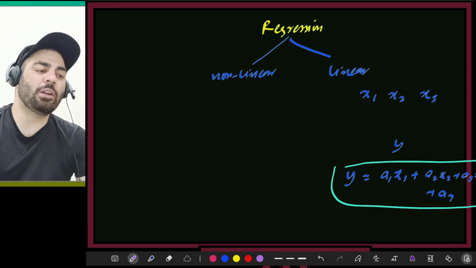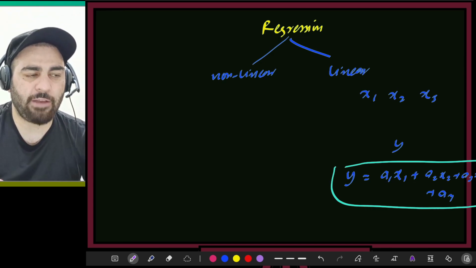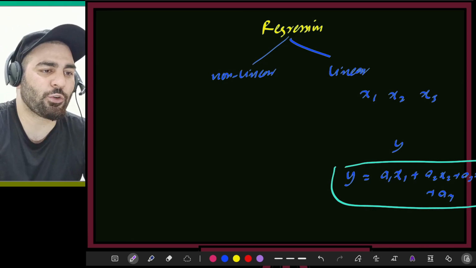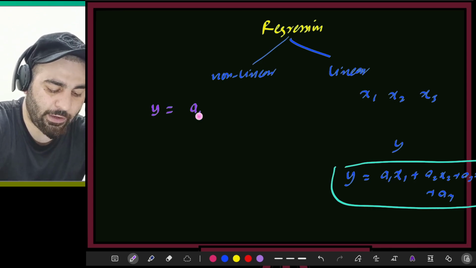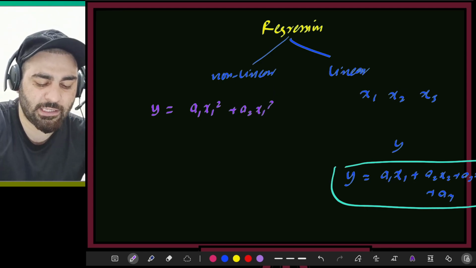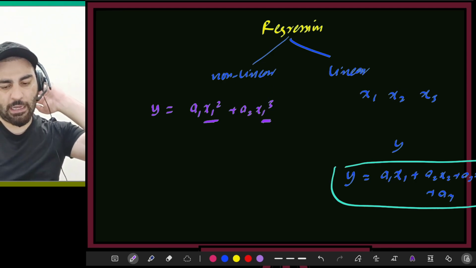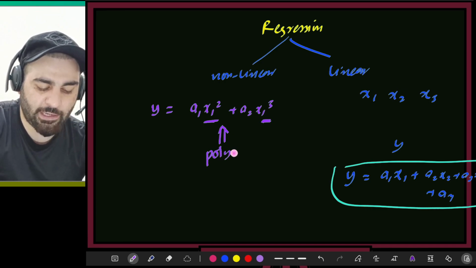So what is a non-linear regression then? If there is some non-linear relationship between the dependent and independent variables, how can I show that? Let's suppose there can be a function involved. So y can be equal to a1 x1 square plus a2 x1 cube, something like this. Now you can see that this is a quadratic term and this is a cubic term. This is called polynomial regression.